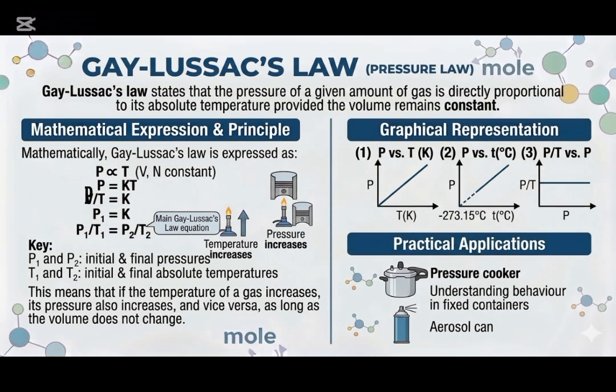Now moving on to the next law, Gay-Lussac's law, or simply the pressure law. Gay-Lussac's law states that the pressure of a given amount of gas is directly proportional to its absolute temperature, provided the volume remains constant. Mathematically, it is expressed as below. P is directly proportional to T. Then, by removing the proportionality sign, P equals KT. By cross multiplying, we have P over T equals K. And then the final formula becomes P1 over T1 equals P2 over T2.